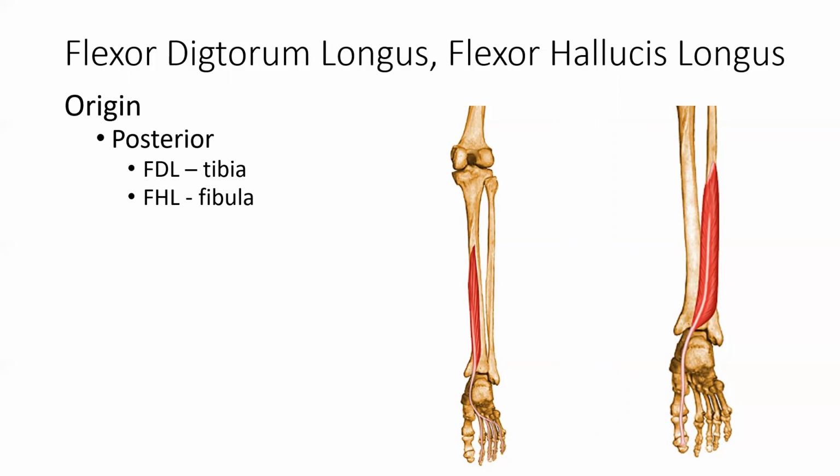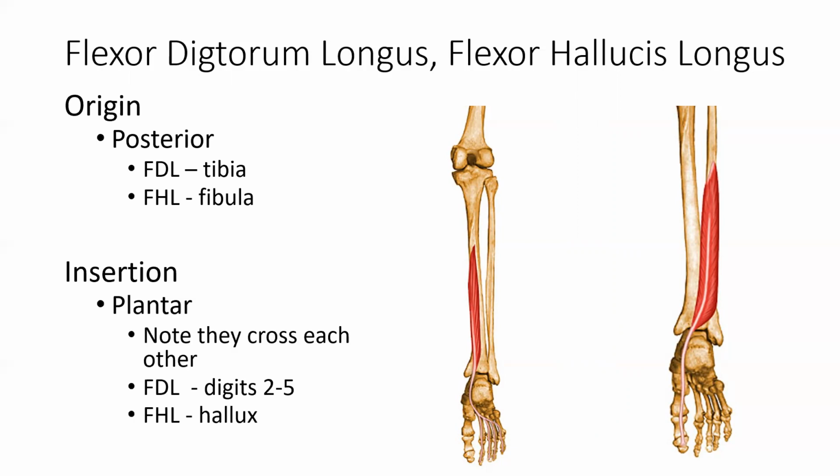Flexor Digitorum longus and Flexor Hallucis longus have origins on the posterior tibia and the fibula. Flexor Digitorum longus on the tibia, Flexor Hallucis longus on the fibula. And then the insertion is on the plantar surface for Flexor Digitorum longus on digits 2 through 5, and Flexor Hallucis longus on digit 1, or the hallux, which is the big toe. They do all cross posterior and medial over the subtalar joint, but they do cross onto their individual digits.